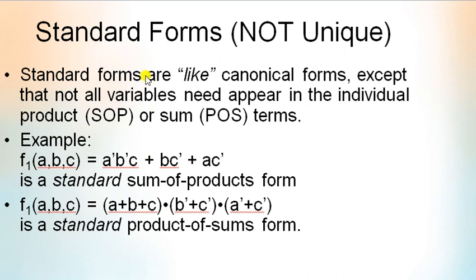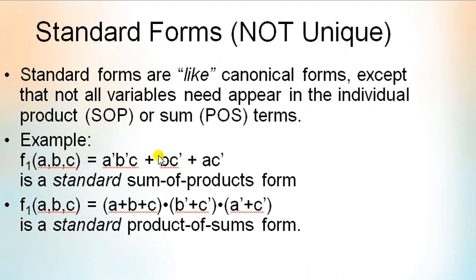And now we will discuss the standard forms. What is the difference between the standard forms and canonical forms? The standard forms are like canonical forms, except that not all the variables need appear in the individual product or sum terms. For example, consider f of ABC is equal to a dash b dash c plus b c dash plus a c dash.